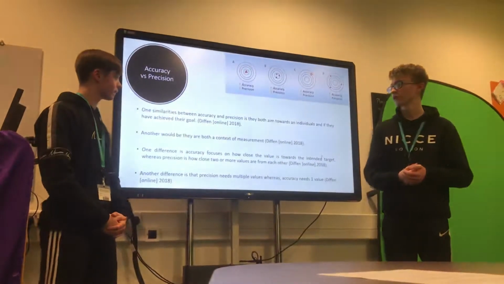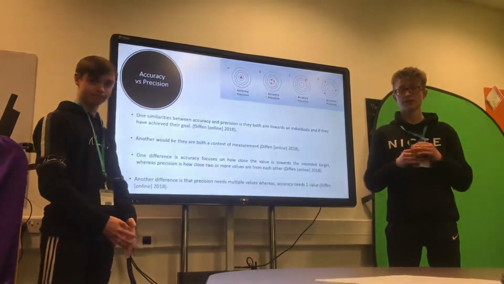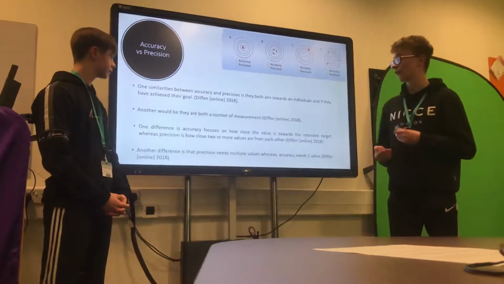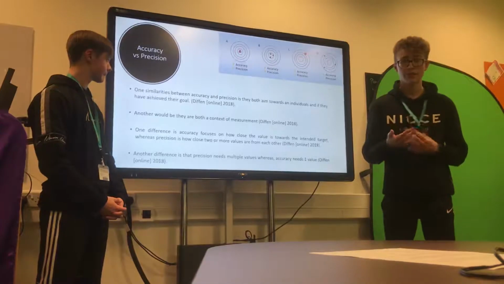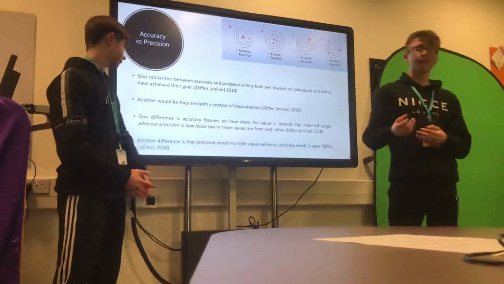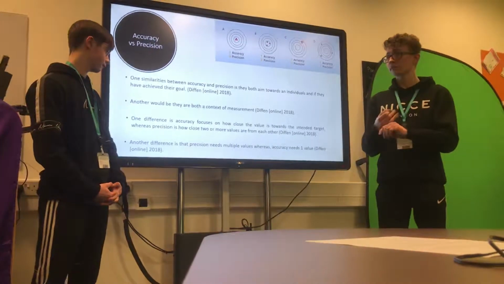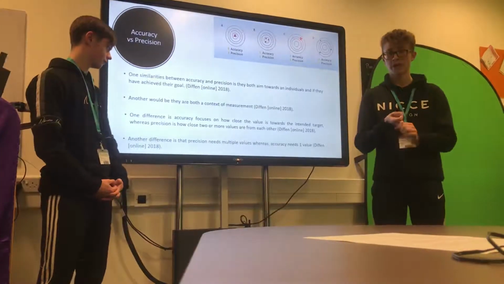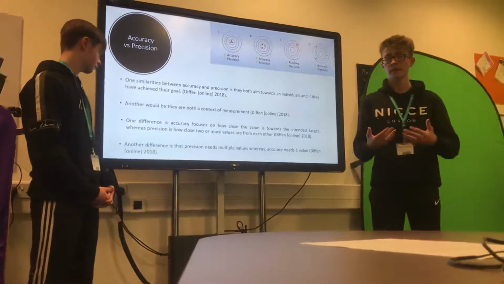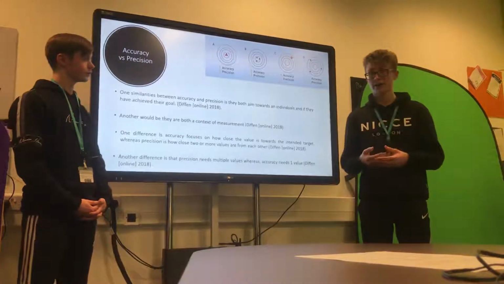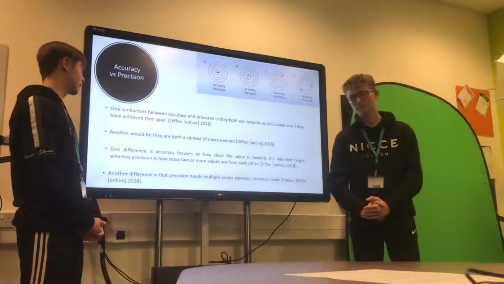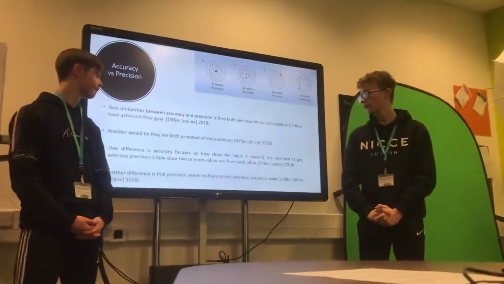So accuracy versus precision, they have similarities and differences. One similarity between accuracy and precision is that they both aim towards an individual and whether they've achieved their goal. So say take Luis Suarez again, if he's aimed for that top right corner, if he's hit it 3 times in a row, he's been accurate, he's been precise, and he's achieved what he wanted to achieve in the first place, which means that accuracy and precision both link together because he's effectively done what he's aimed out to do. Another would be they are both a context of measurement.